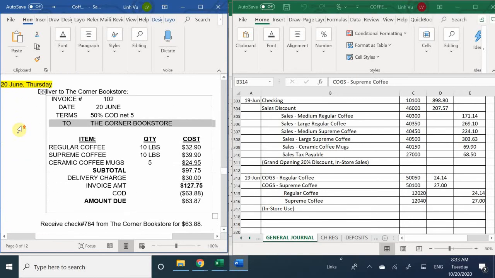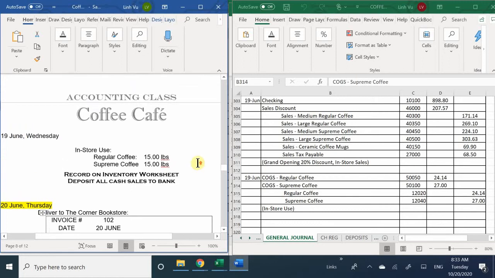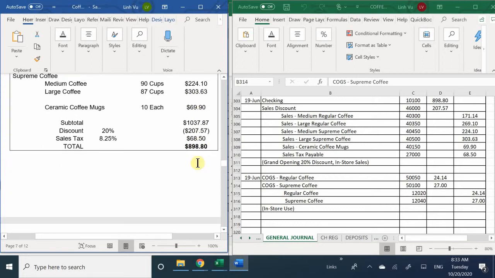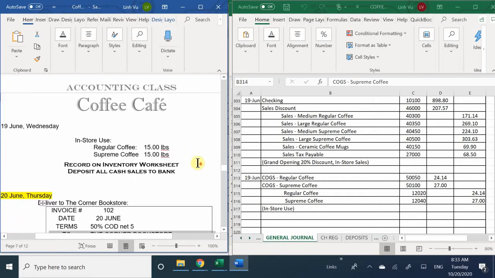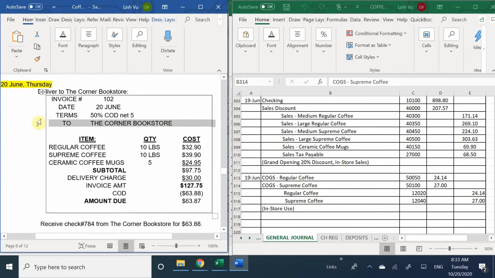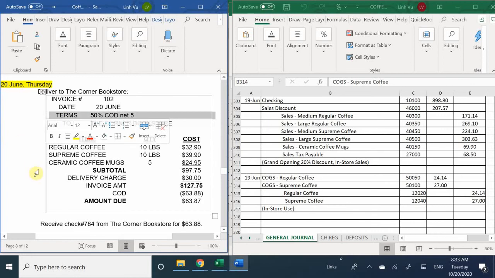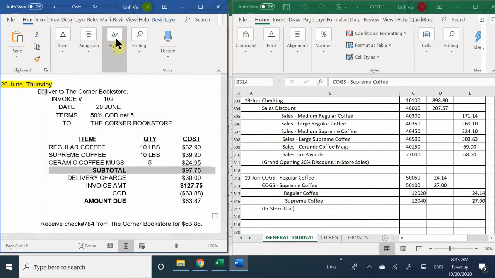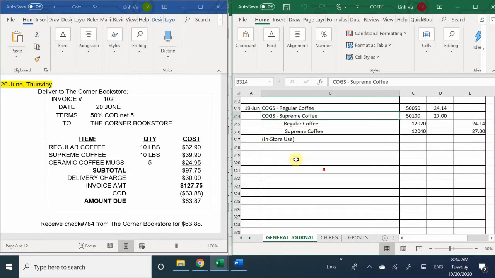Now that we've completed that whole section, we deposited our money that we received. We've also updated our inventory. So now we are able to move on to the next day. This is where we left off, June 20th. We're coming up to the very end. So let's get started. What happened here?